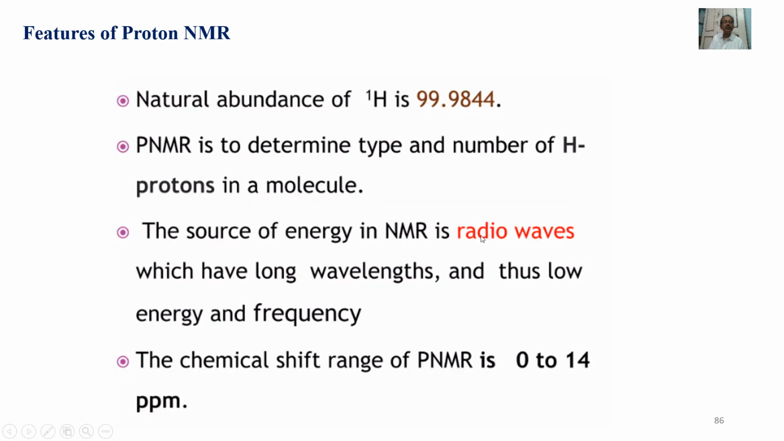These are some features of proton NMR. The natural abundance of proton is 99%. Proton NMR is used to determine the type and number of hydrogen protons in the nuclei. The source of energy in NMR is radio waves, which have long wavelengths and thus low energy and frequency. The chemical shift range of proton NMR is 0 to 14 ppm.